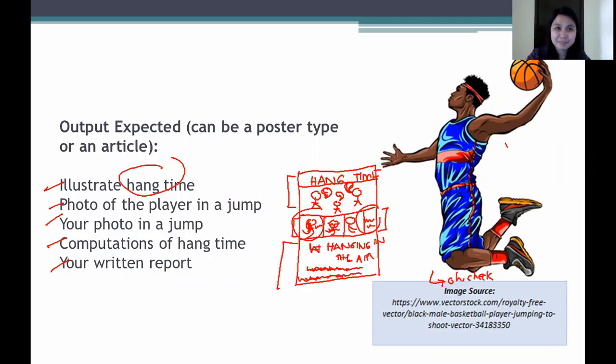Yes, AP. Can we write it on a paper? Yes, you can write it on a paper. What about the photos? Do we need to put a photo or just draw? Of course, you need to print the photo.